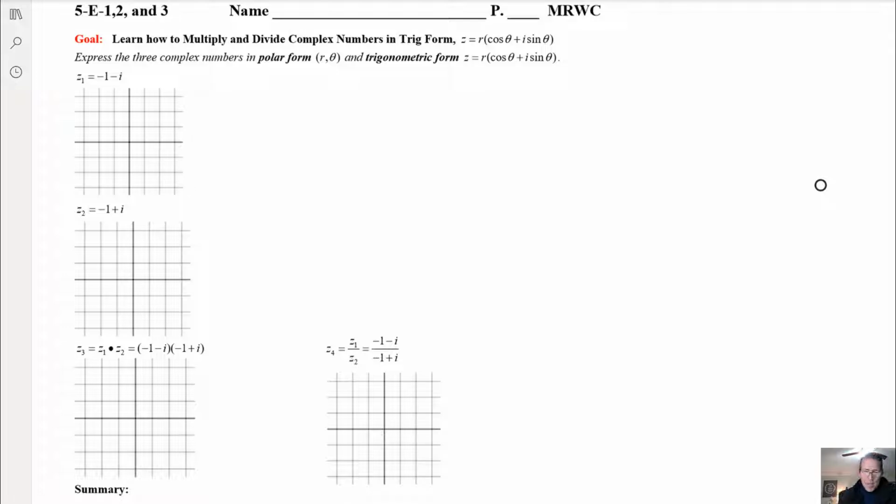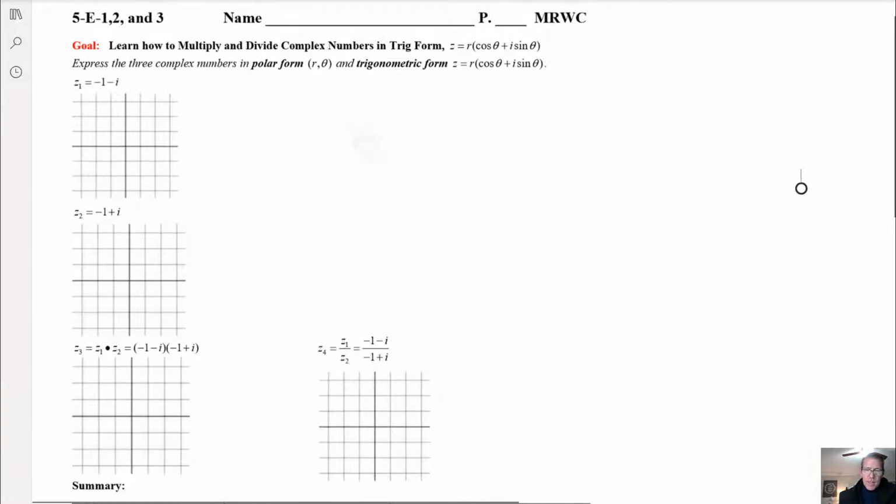This is Mr. Aynesworth, and we're going to get into a really cool activity and learn how to multiply and divide complex numbers in trigonometric form. How do you do it? Versus me just telling you, which won't teach you very much, we're going to learn by doing. We're going to express some numbers that are given in complex form or Cartesian form, get all of the complex numbers in trig form, and analyze the results.